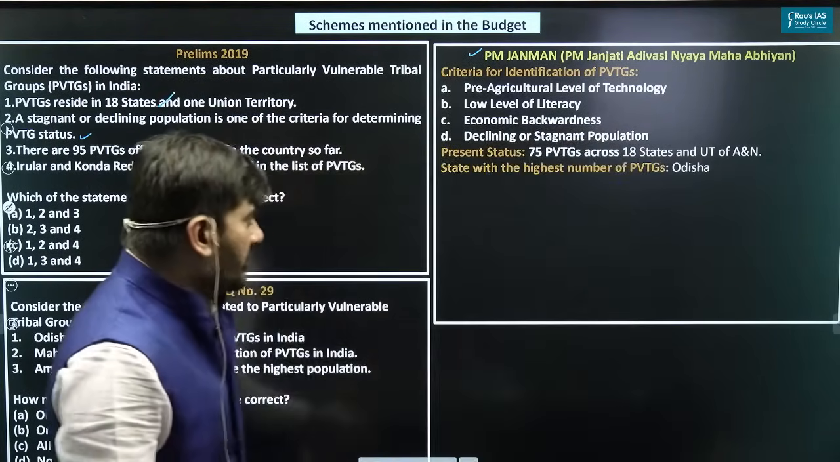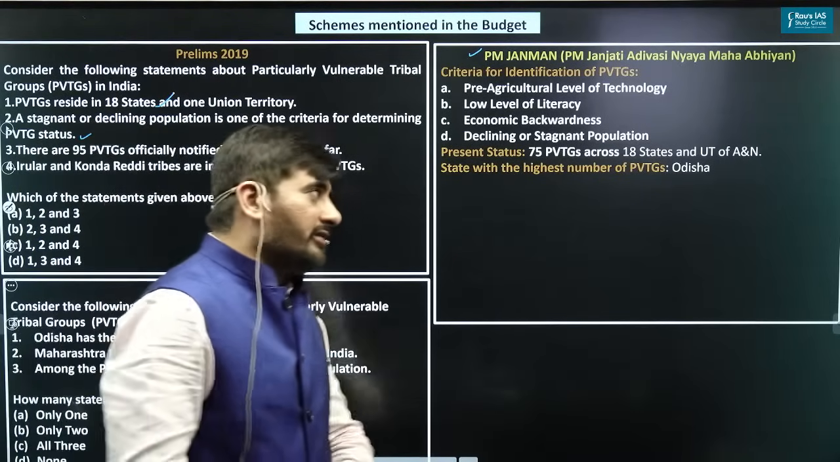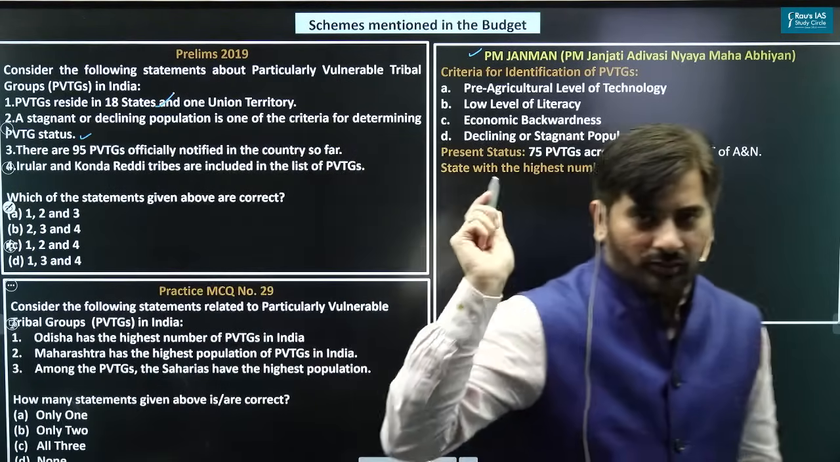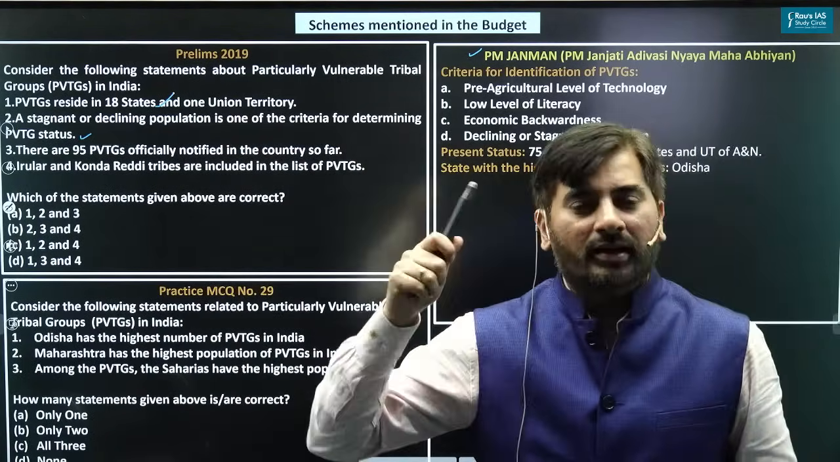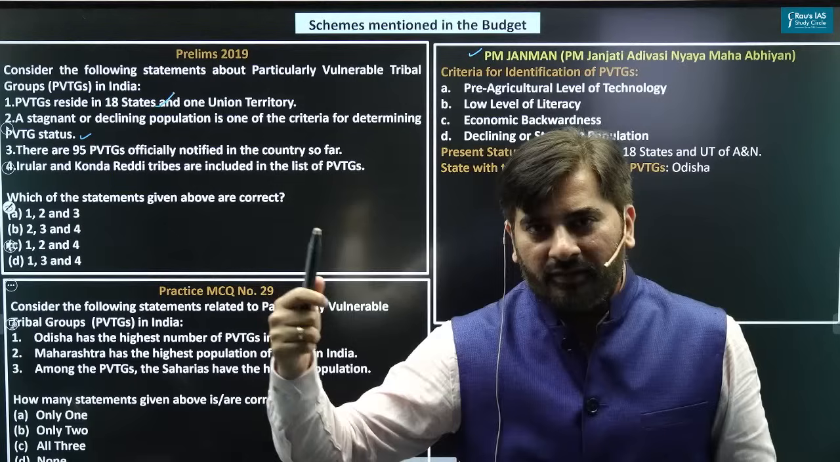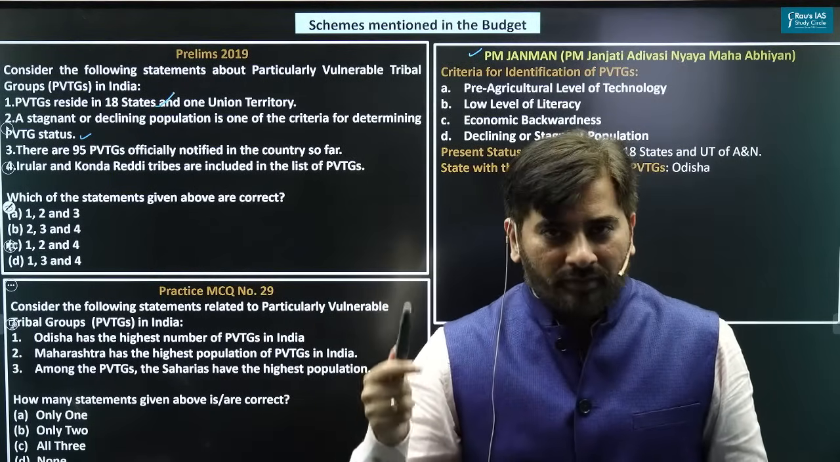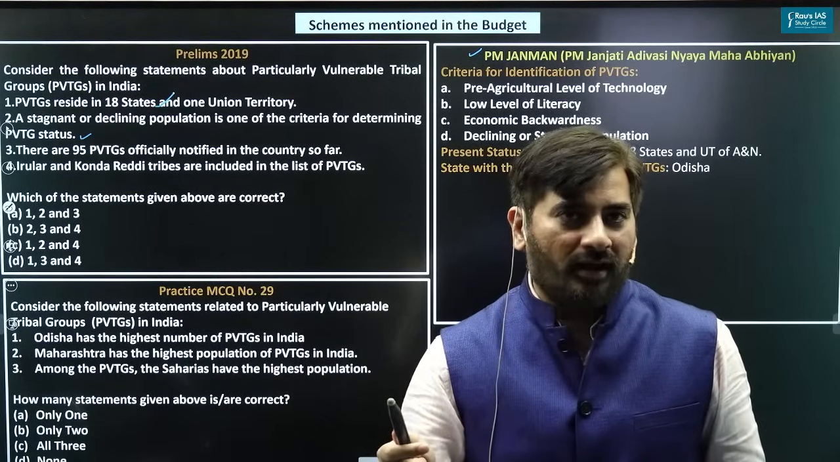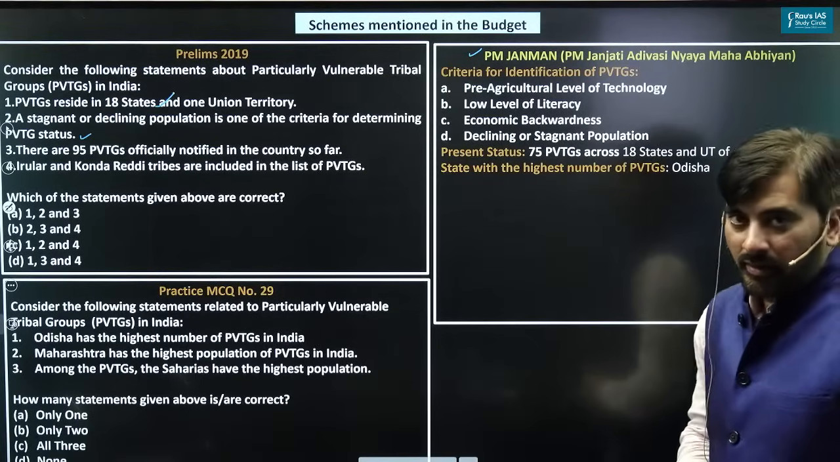Taking this forward, the state which has the highest number of PVTGs. Can you see how many PVTGs we have in India? 75 PVTGs. Out of these 75 PVTGs, the maximum number of PVTGs is in the state of Odisha. Please remember that.